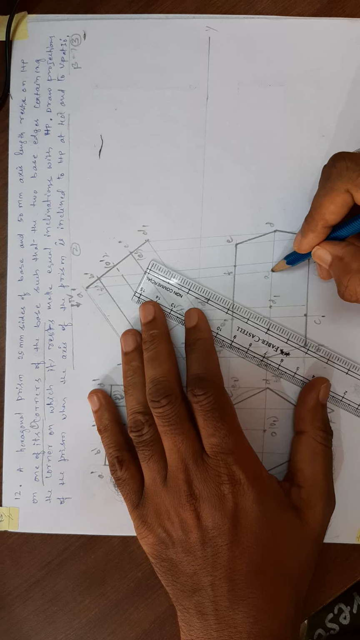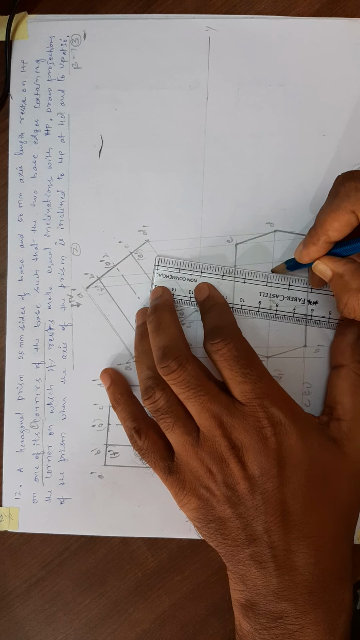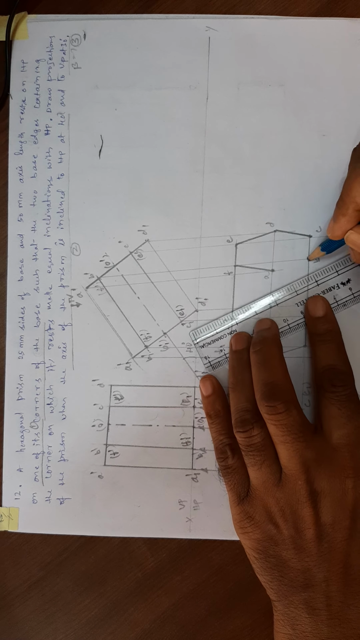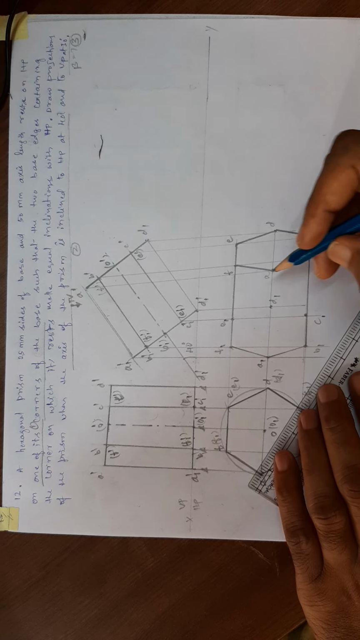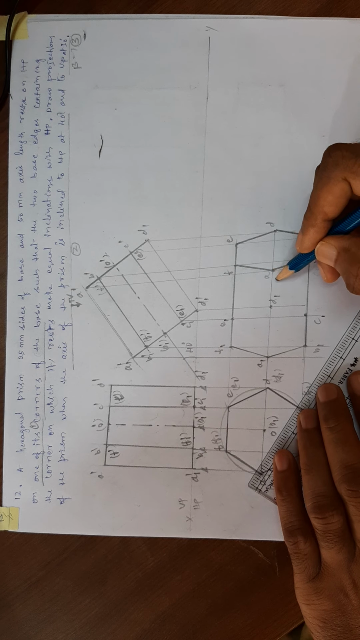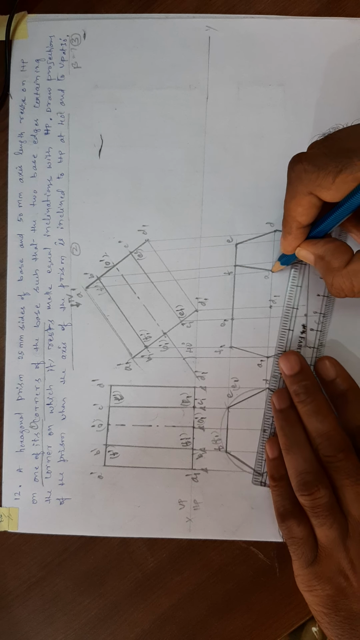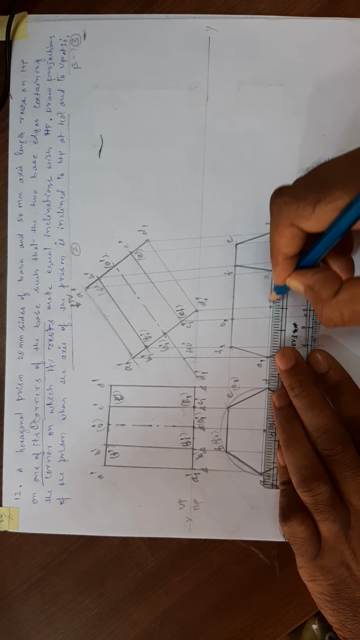Now what are those edges? See, this one, and this point to this point, and A1. See, A dash to A1 is visible. So drawing here, A dash to A1 visible.